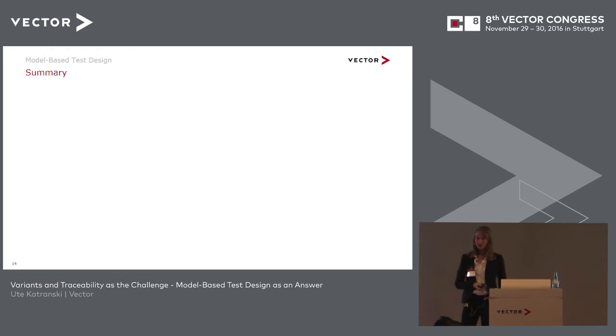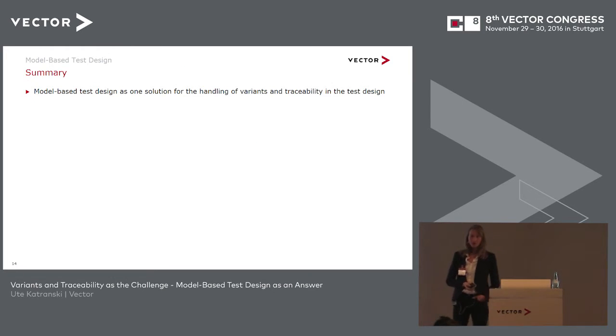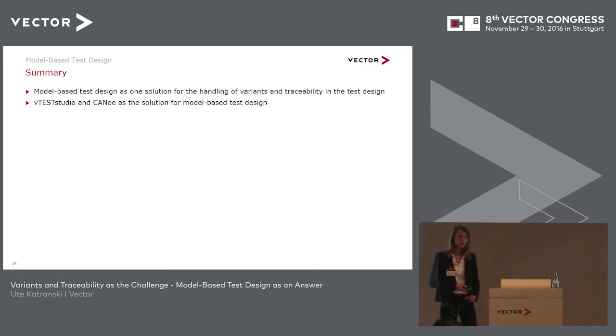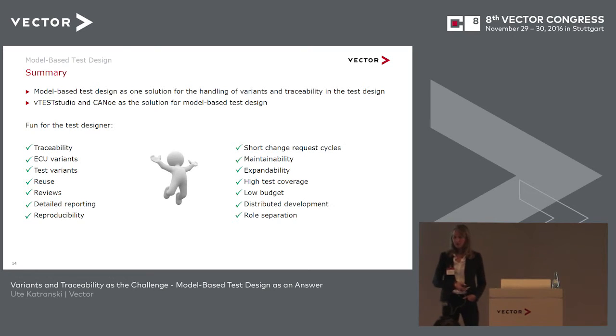So this already brings me to the end of this presentation. What have we seen? We have seen model-based test design as one solution for handling variance and traceability. If we then use the Vector tools for this purpose, this is rather useful. And this is how we have made our test designer happy. Thank you.